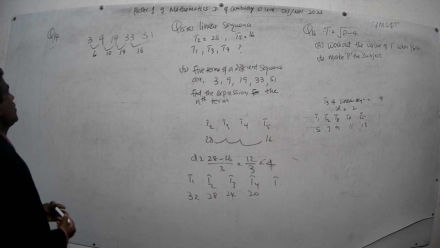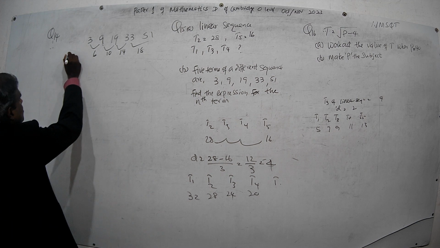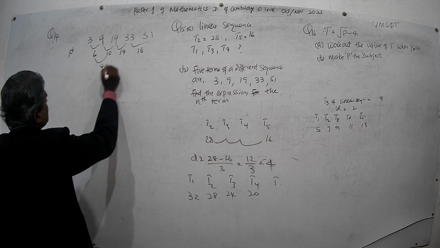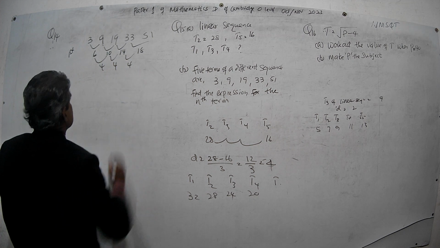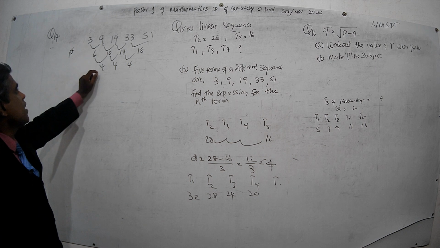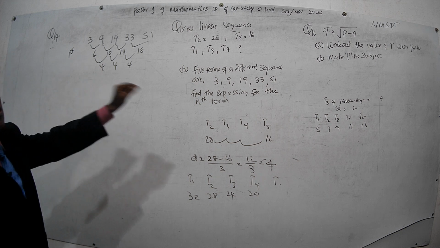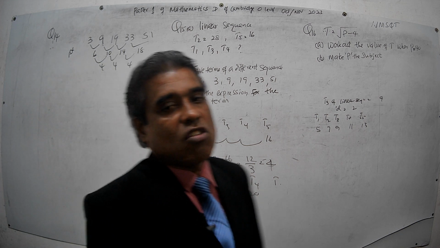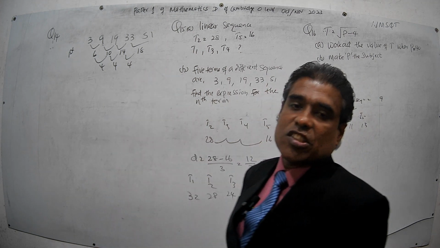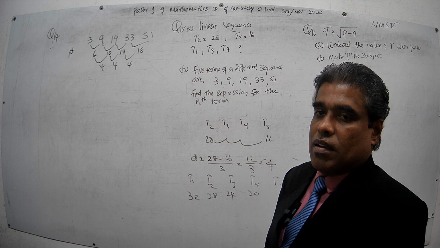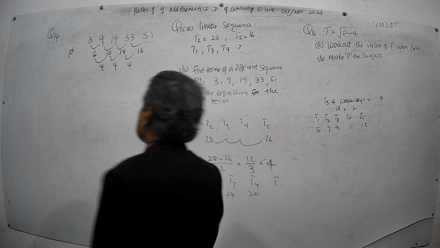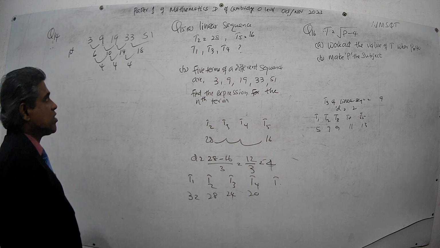Now here, this is the first difference. Then the second difference you will check. The second difference is 4. That is a constant. If the first difference is not a constant, and if the second difference is constant, it is a quadratic sequence. If it's a quadratic sequence, the first difference is not a constant, but the first difference is a linear sequence. But the second difference is constant. That is how you identify whether a given sequence is a quadratic sequence.